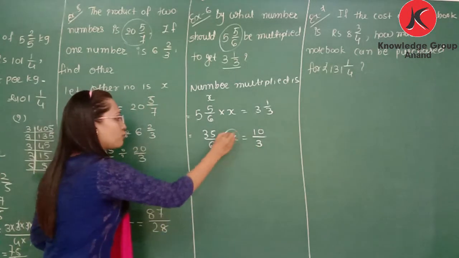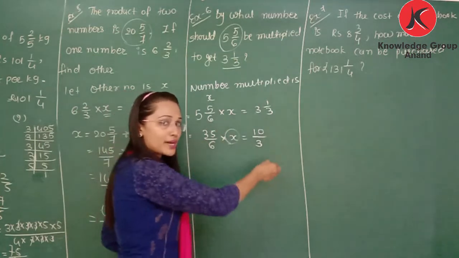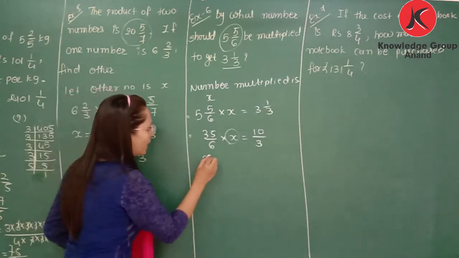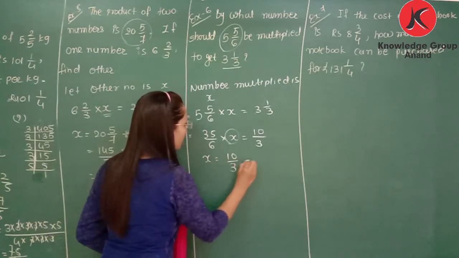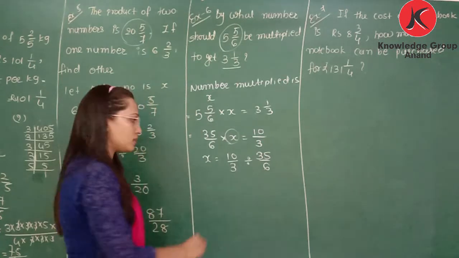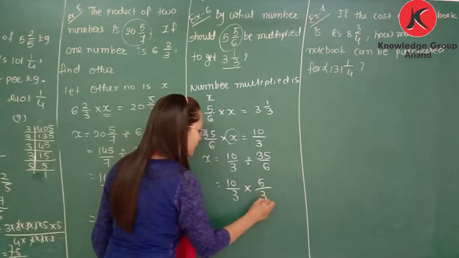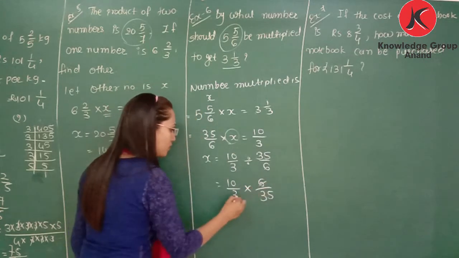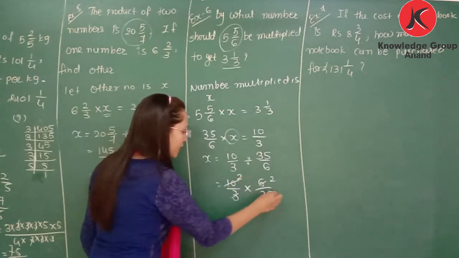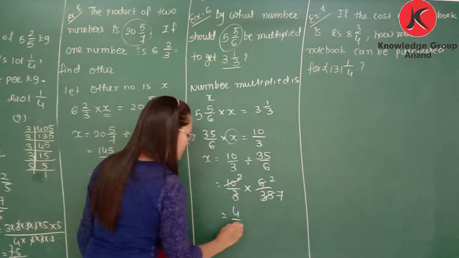Now here we need to find the unknown x, which means take this 35 by 6 from the left side to the right side, and it becomes division because here it is in a multiplication. So x is equal to 10 by 3 divided by 35 by 6. Now to find the division, convert it into multiplication by writing the reciprocal. So here you can cut: 3 2s are 6, 5 2s are 10, 5 7s are 35. So 2 2s are 4 by 7.